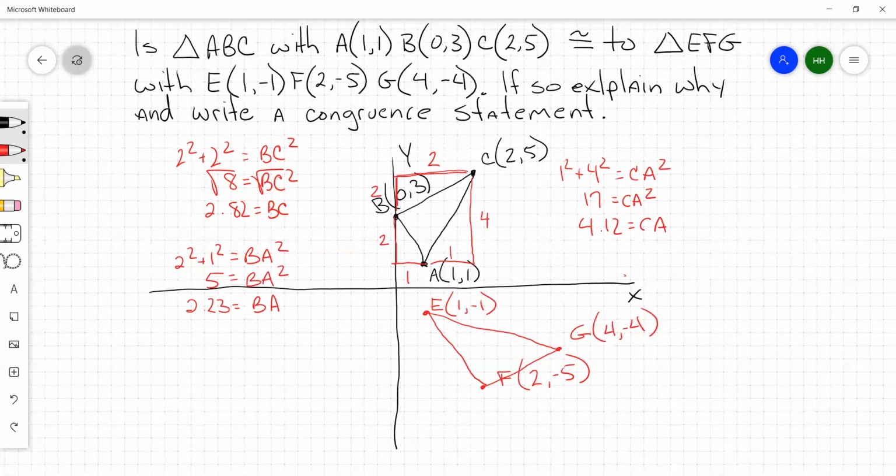Now, once you have figured these 3 sides, let's see how many sides of the other triangle you got to figure. I'm going right here first. All right, horizontal change from E to F, I go from 1 to 2, which is 1. Vertical change, negative 5 to negative 1, is 4.